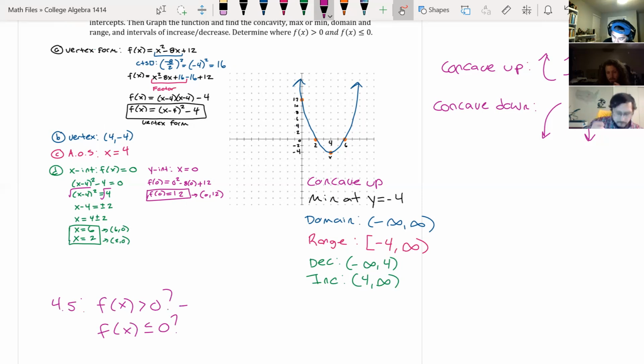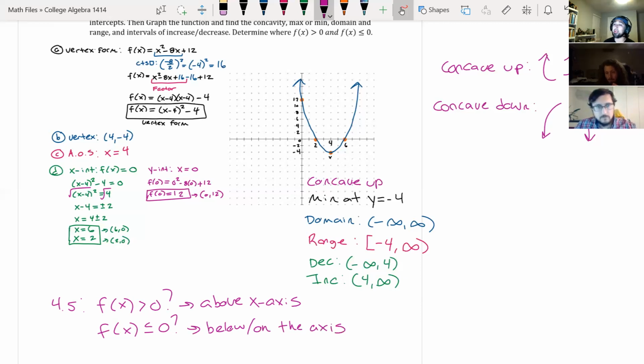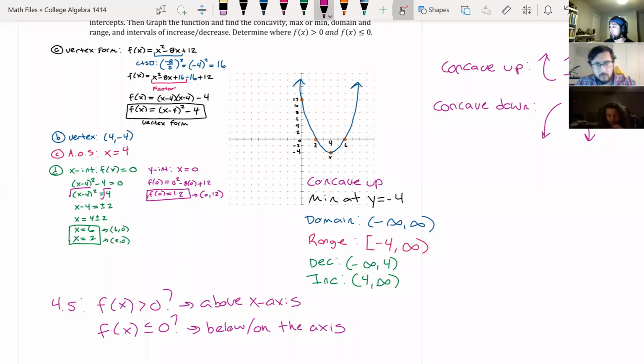So what this is actually asking us is, the first one wants to know, where are we above the x-axis? The next one's asking us, where are we below and on the x-axis? And remember, we only state x intervals. So let's go ahead and answer the first one. Looking at the graph, where are we above the x-axis? On what x intervals? At 2, 0. So when we're less than 2, 0, but more than 6, 0. So how would you put that in interval notation?